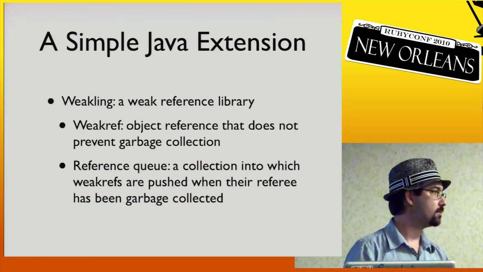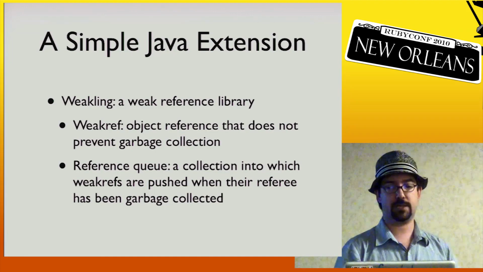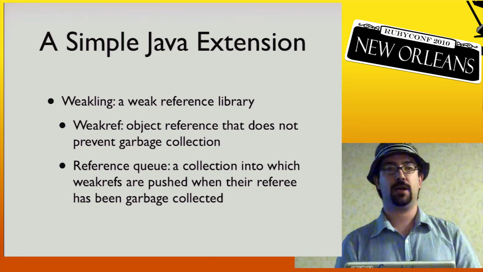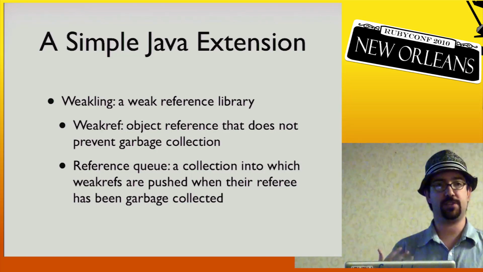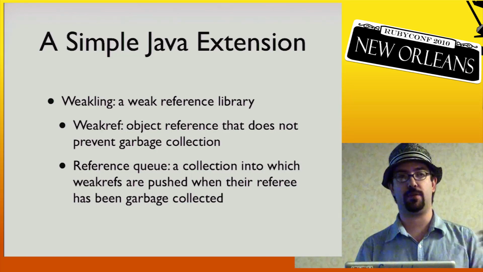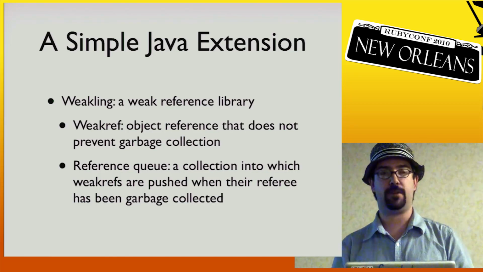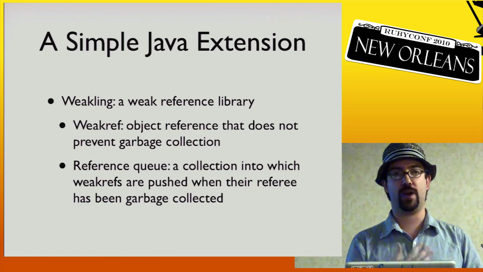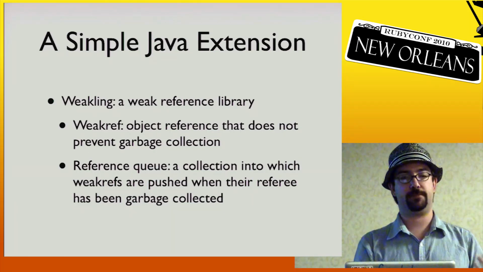Okay? I'm going to explain motivation for Weakling. So we're going to talk a little bit about a simple Java extension. It's called Weakling. It's a gem that's out there. You can gem install Weakling or go to my account, Headius, on GitHub and find the Weakling project. It's a nice, simple example of what it looks like to write a JRuby extension in Java.